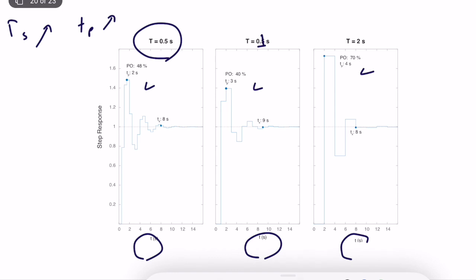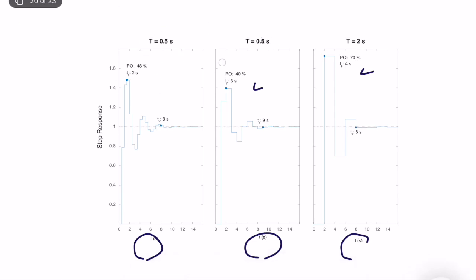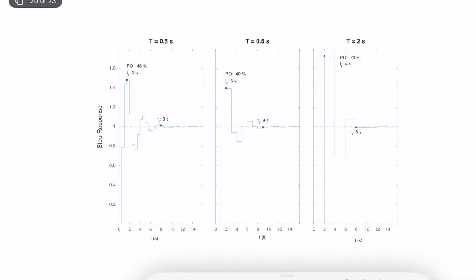So a better metric where we can really compare the speed is the settling time, which is valid for both underdamped, overdamped, oscillatory and non-oscillatory systems. And as you can see, it is 8, 9, and 8. Good. As you can see, they're close to each other.